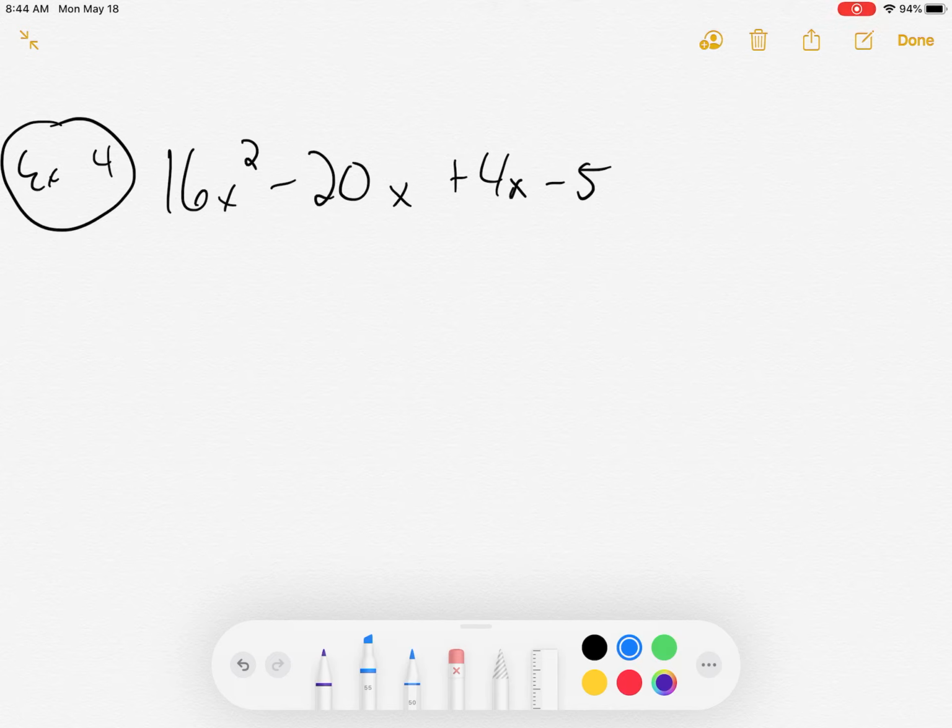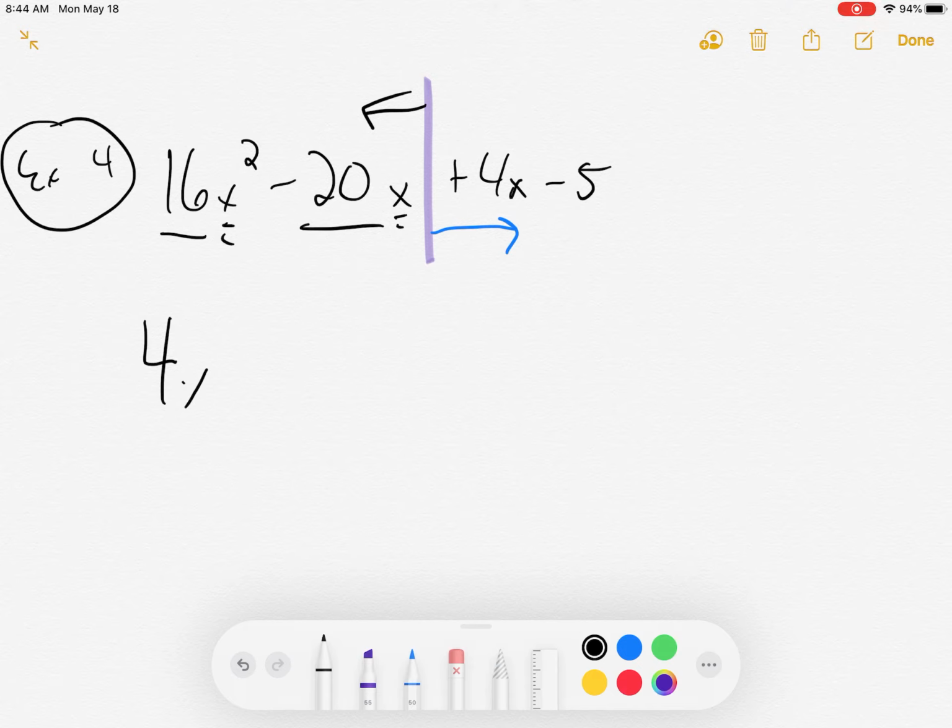Okay, example 4. If you want to pause and try this one on your own, this is the last one for the day. Okay, here we go. So we're going to start off by doing what? Well, like always, we're going to draw a line right down the middle. Draw an arrow to the left. Draw an arrow to the right. Okay, on the left, we got to factor out a GCF. So 16 and 20. What number comes out of 16 and 20? It should be 4. Now, x squared and x, they both have at least one x.